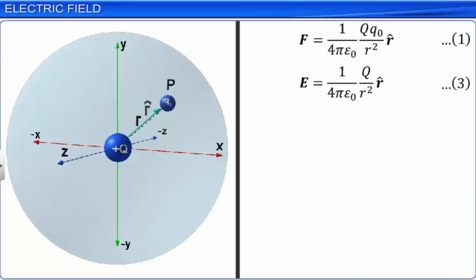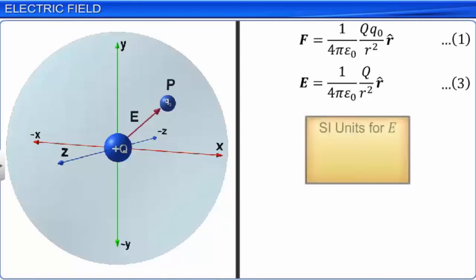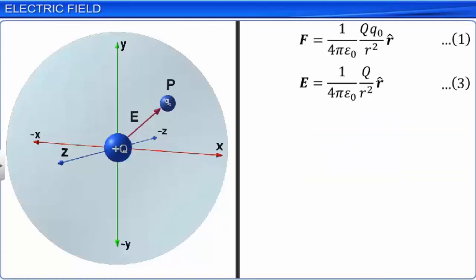Electric field strength E is a vector quantity pointing in the direction of the force on a unit positive charge at a point in the electric field. In SI, it is measured in Newton per Coulomb or volt per meter. From equations 1 and 3, the force on the charge Q0 can now be expressed as F is equal to Q0 E. Let this be equation 4. Hence, we can write the electric field strength at P as E is equal to F by Q0. Let this be equation 5.